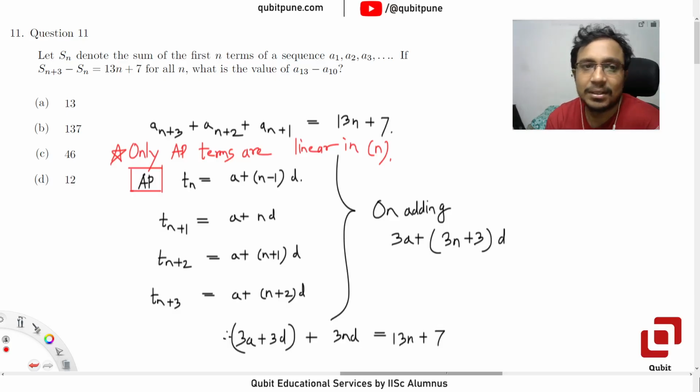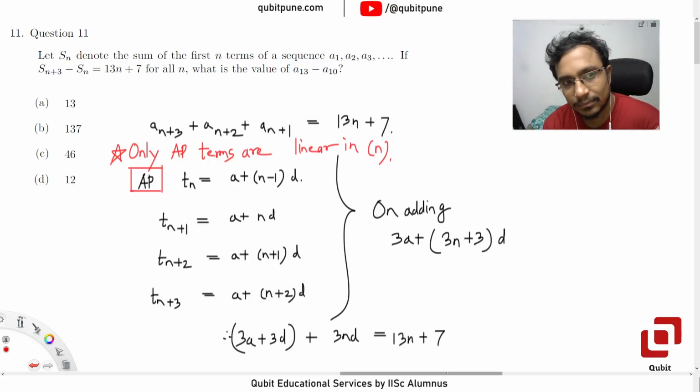Anyone with question 11's solution? Could you do this question? Yes, sir. How did you do it? I considered n equal to 1. Okay. So you must have gotten A2 plus A3 plus A4. Yes. I considered n equals to 1, so S1 was A itself, and the sum of the first 4 terms would be 20.